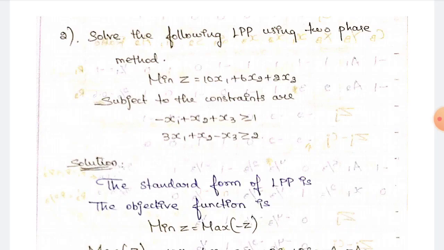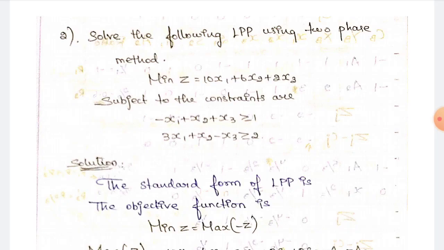Subject to the constraints: minus x1 plus x2 plus x3 is greater than or equal to 1, and 3x1 plus x2 minus x3 is greater than or equal to 2. So first you have to write the standard form.